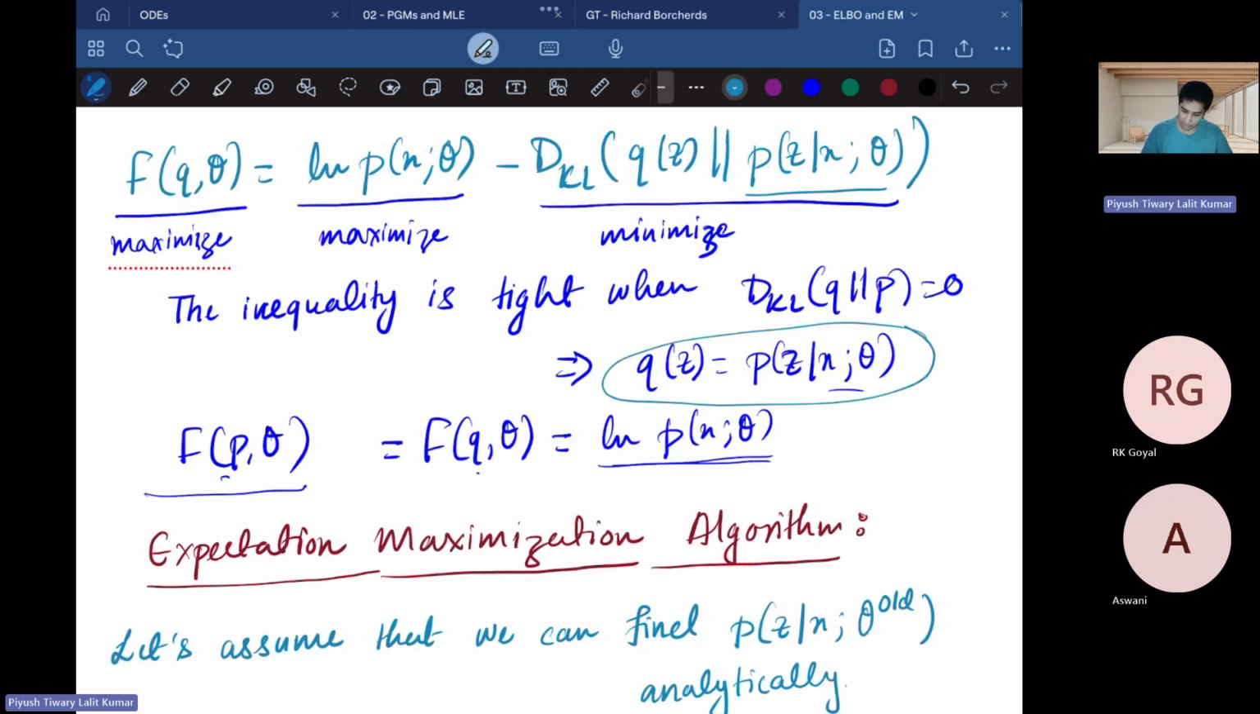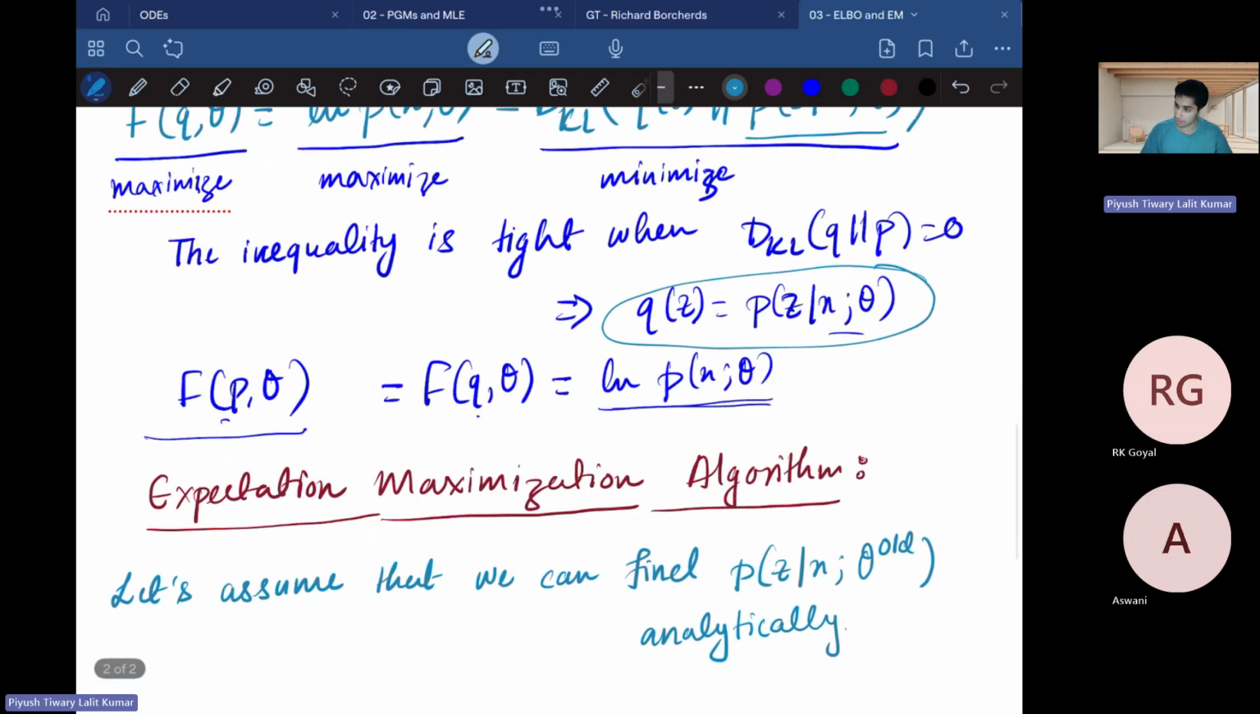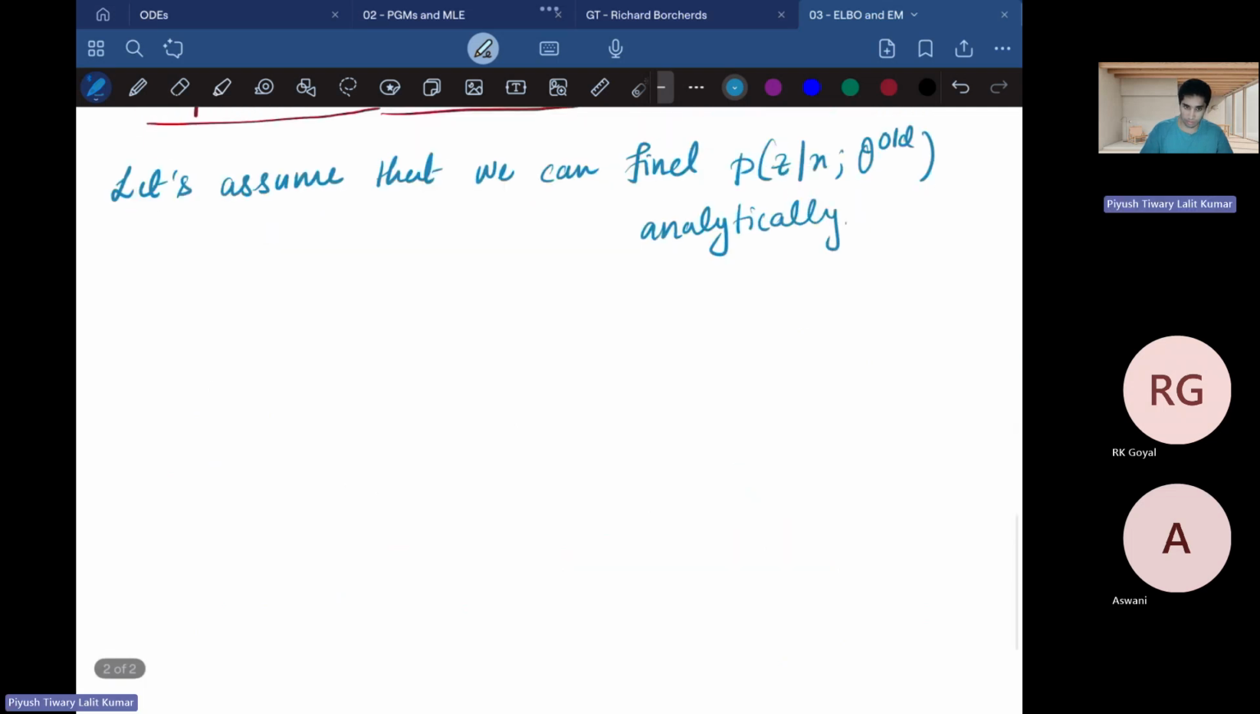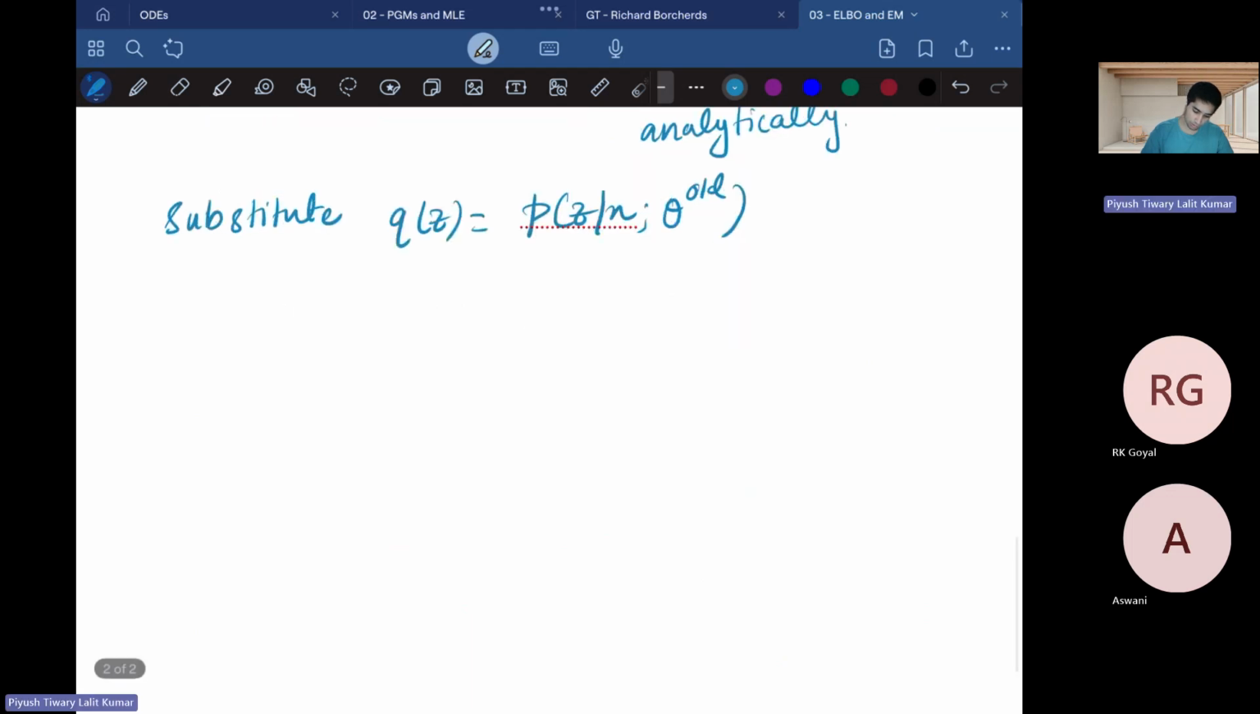So as I said, if you substitute Q of Z to be equal to this P of Z given X theta, these two things become equal. This is what we are going to do. Substitute Q of Z equal to P of Z given X theta old. So what will our ELBO become? This is F of Q comma theta.